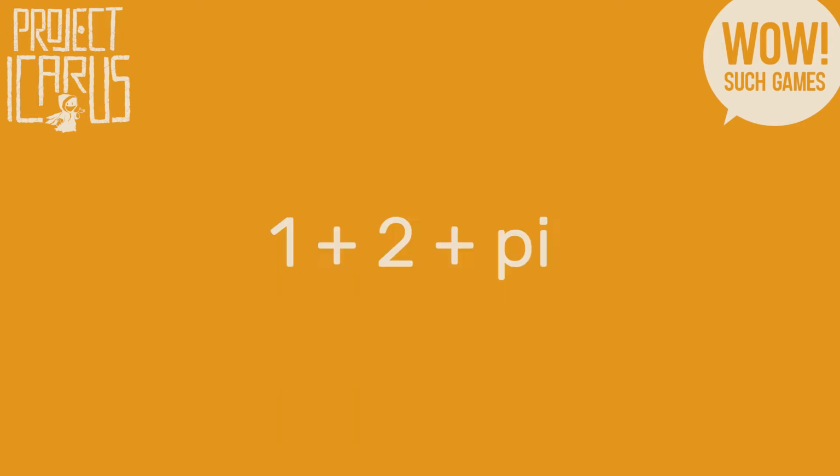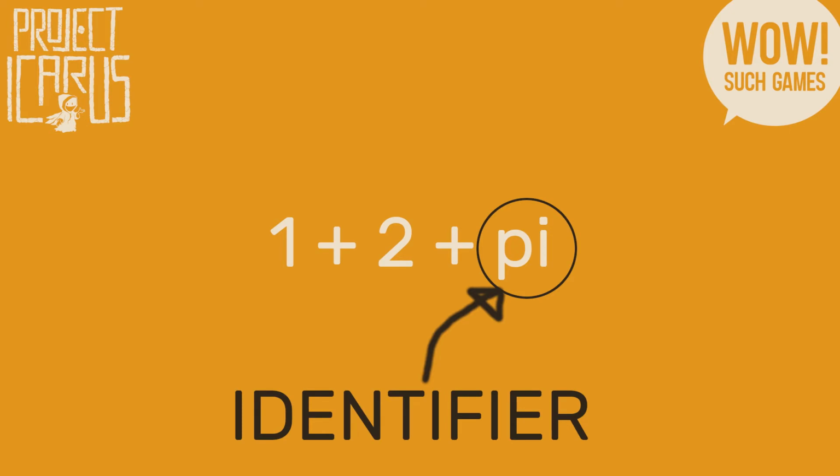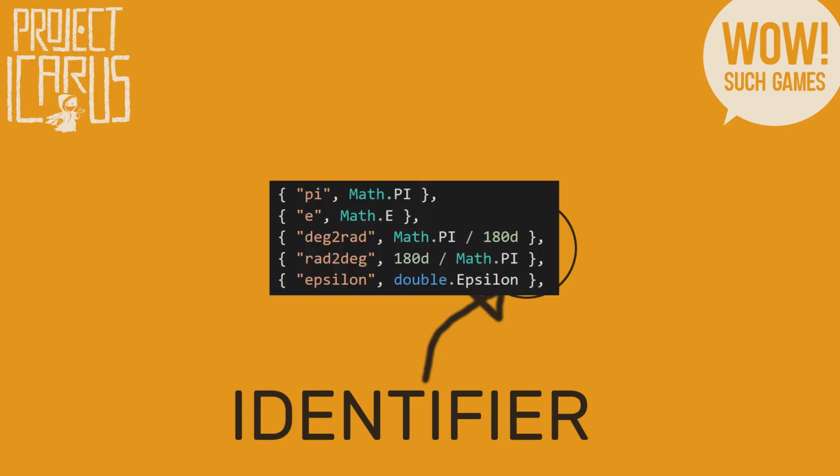We can expand our expression to include something a little more complex, such as the value of pi. Certain words have been mapped to constant values, such as pi and e. These tokens are called identifiers. The system includes a small selection of built-in identifiers. We can also add more identifiers by including custom variables, but we'll get to that later.